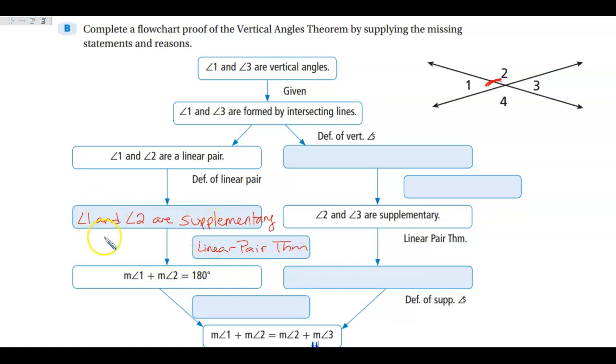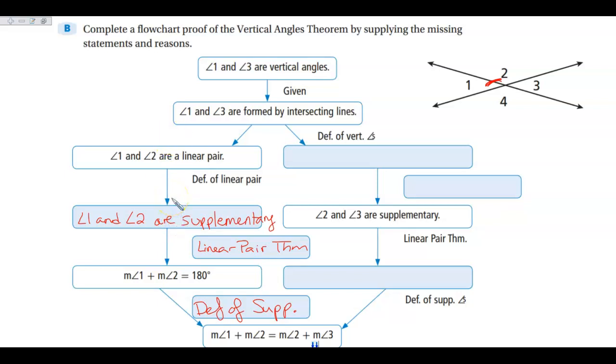Okay, so what does them being supplementary tell me? It tells me that they're going to add to 180. That is the definition of supplementary. All right, so again, this tells me this. This tells me this. Okay, and then I'm going to use both of these to get to the next step. We'll pause on that for just a second. Okay, so does everybody see how the arrows are pointing to the parts that come next?